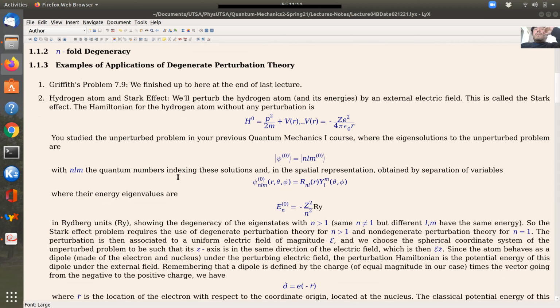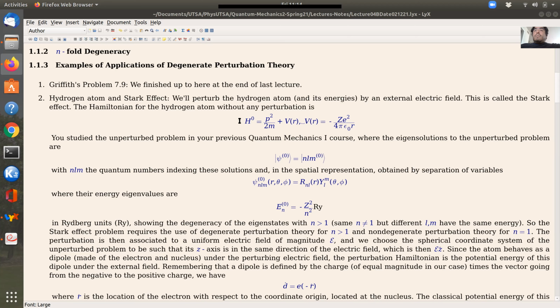But okay, the new example, which is also part of a Griffith's problem, and it's in the textbook of McIntyre as well, is a very important physical phenomenon that I think you should know, particularly in this course where we're studying perturbation theory: the hydrogen atom under the Stark effect. This is basically when you apply a constant electric field over a hydrogen atom.